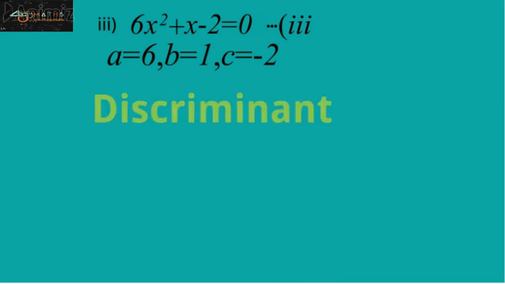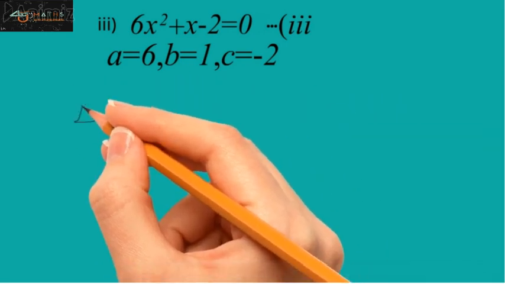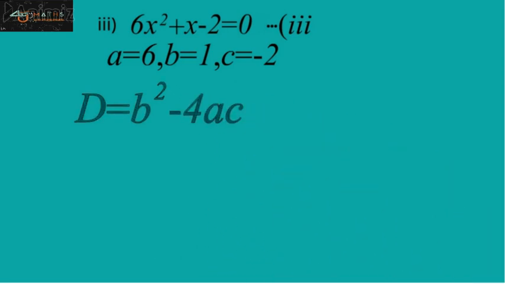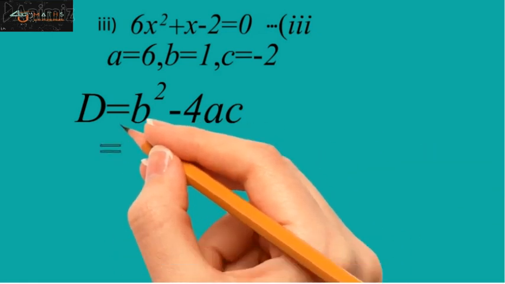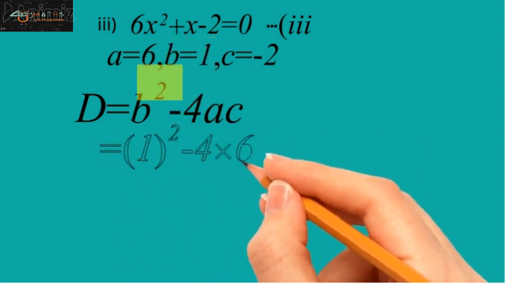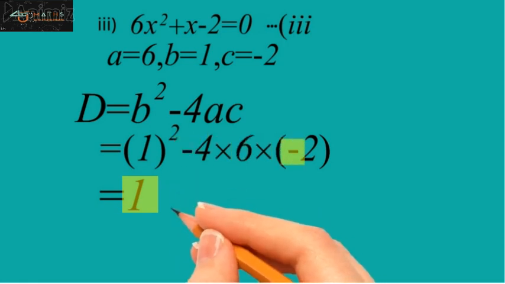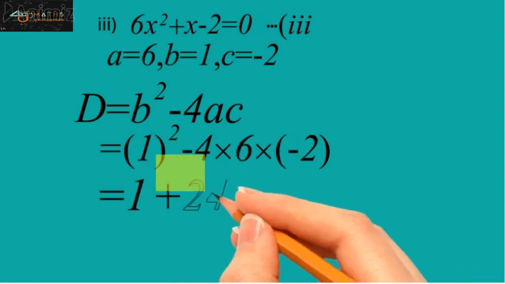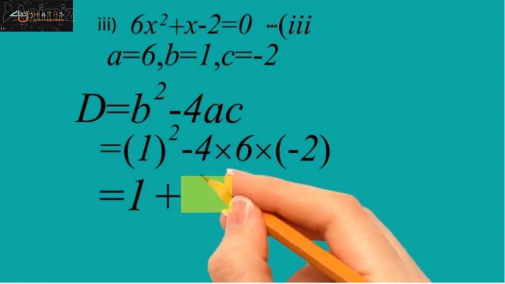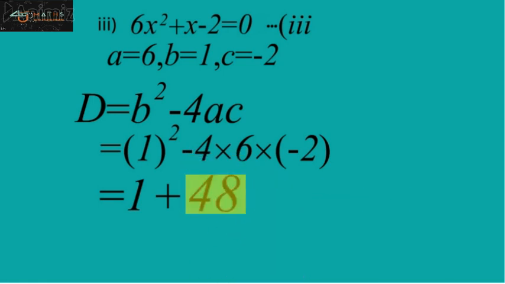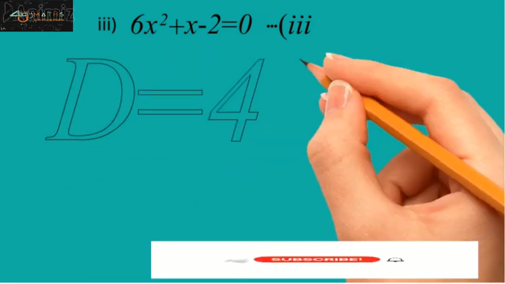As the discriminant is D is equal to b square minus 4ac. Substituting the values, we have 1 square minus 4 times 6 times minus 2, which gives 1 plus, as minus multiplied by minus gives plus. So this gives 24 times 2, which gives 48. Thus, the value of the discriminant is D is equal to 49.